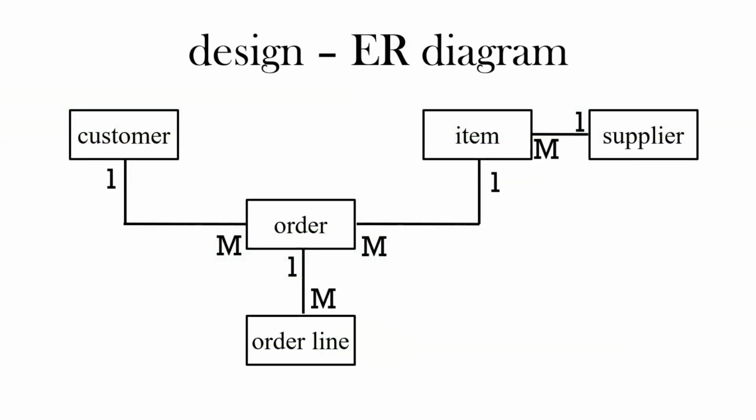So here's an ER diagram where every entity has a one-to-many relationship with the other entities that it's related to. So we have a customer has a one-to-many relationship with an order, item goes to order, one-to-many, order, we have order line, and item and supplier. So one supplier can supply many items. So that's an example of an ER diagram just using one-to-many relationships.